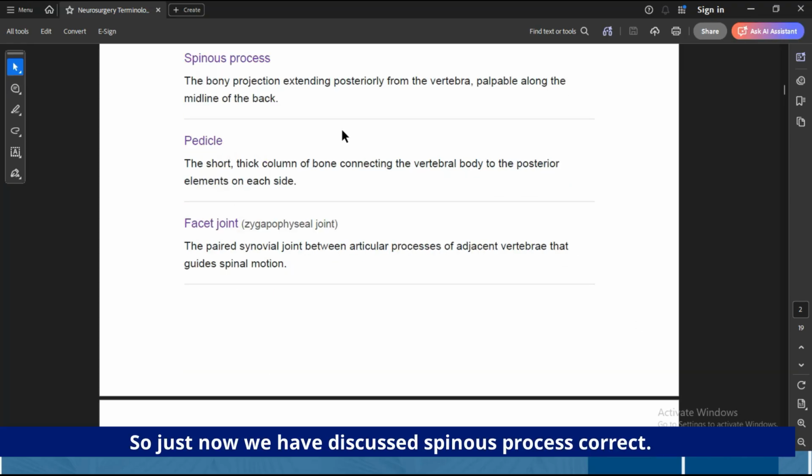Just now we have discussed spinous process, correct? So what is spinous process here? The bony projection extending posteriorly from the vertebra, palpable along the midline of the back. For example, if you want to identify this spinous process, you need to keep your finger on the back side of your body. That time you can find this projection, which is the spinous process.